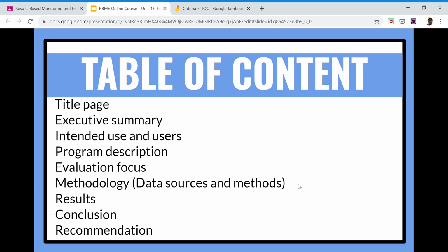No. So this is from the perspective of the theory of change. Then you have the evaluation focus, which is the type of evaluation that is being carried out. Yes, you discuss the type of evaluation that is being carried out and how it's going to be carried out. Then you have the methodology. The methodology states how you're going to carry out the evaluation.